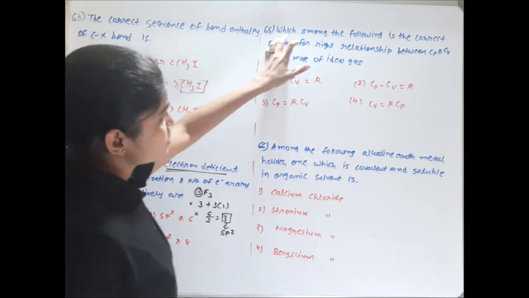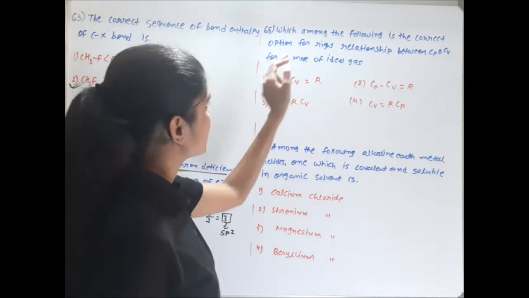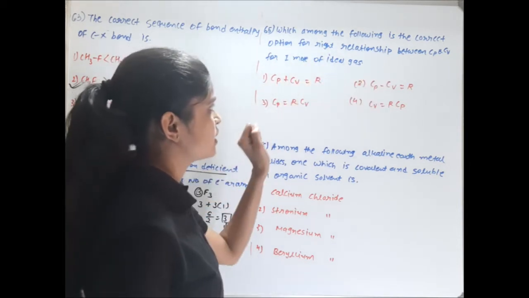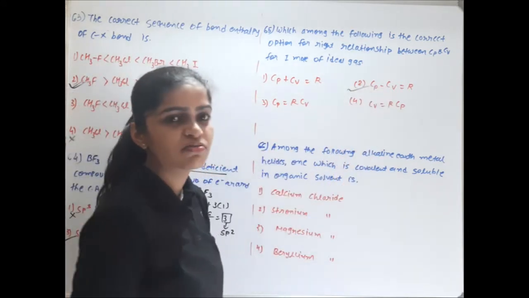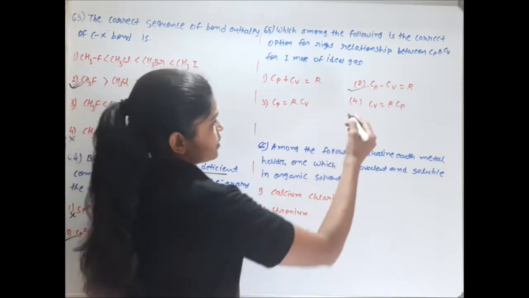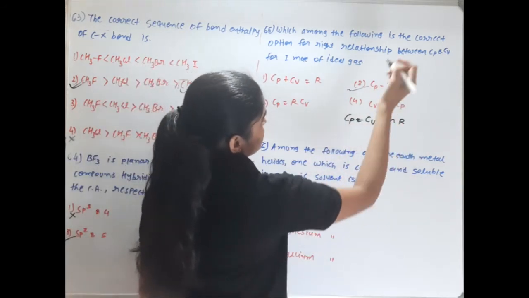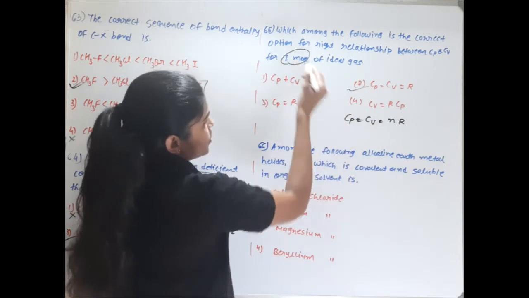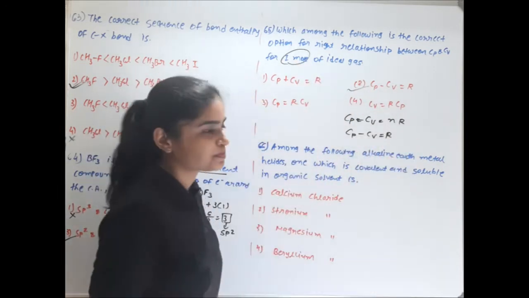Next: which among the following is the correct option for the relationship between Cp and Cv for 1 mole of ideal gas? This is the basic question. The answer is Cp minus Cv is equal to R. And for n moles, Cp minus Cv is equal to nR. In this question, 1 mole is given, so Cp minus Cv is equal to R.